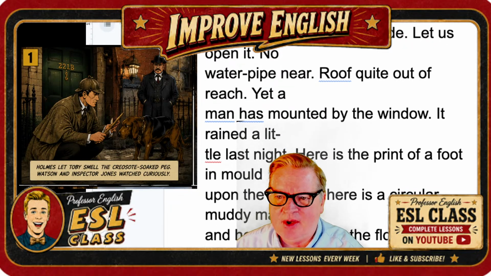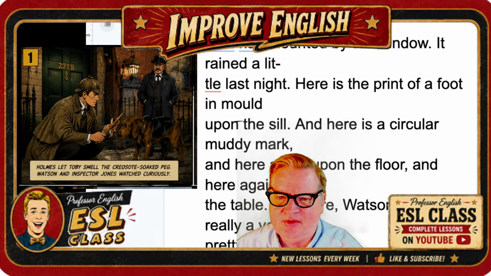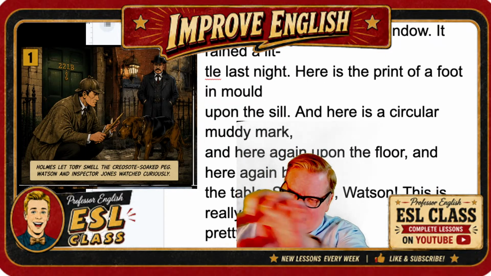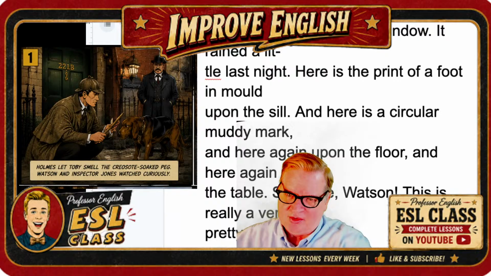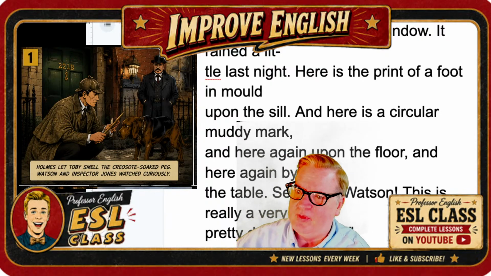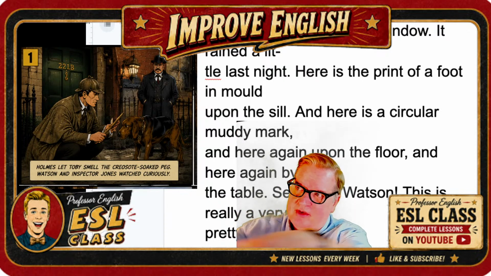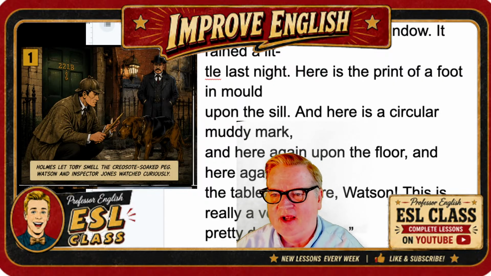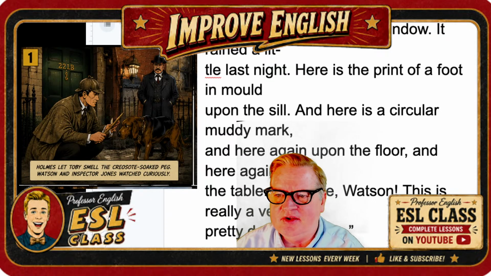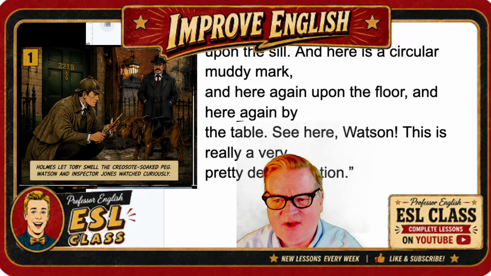"Yet a man has mounted by the window. It rained a little last night. Here is the print of a foot in mold upon the sill." The sill is the bottom edge of a window. So he sees a footprint on the windowsill. Somebody opened the window and then stepped on the bottom part of the window, and left a footprint. "And here is a circular muddy mark, and here again upon the floor, and here again by the table."